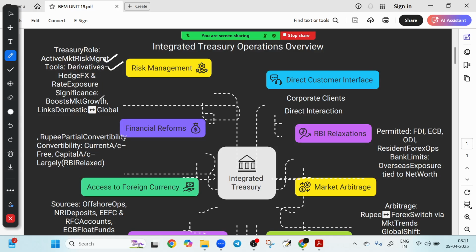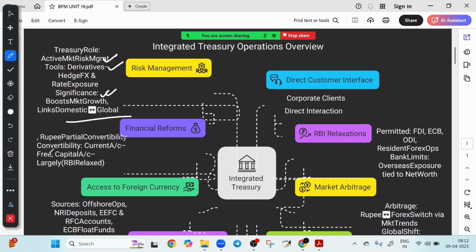Now the question is, why does it matter? What is the significance? Because it not only protects the bank but also strengthens the domestic and the global linkage. So that is why this is very significant. This derivative plays a super important role in hedging foreign risk as well as interest rate exposure.